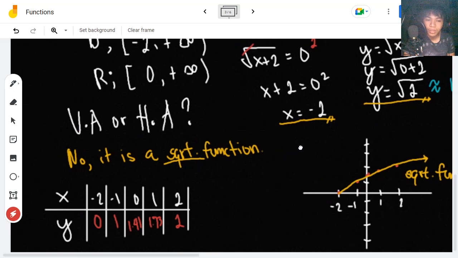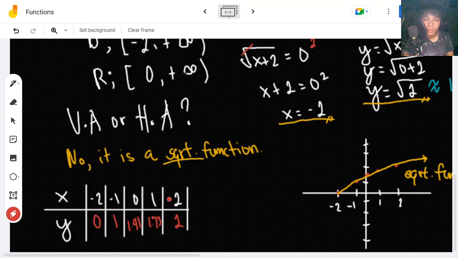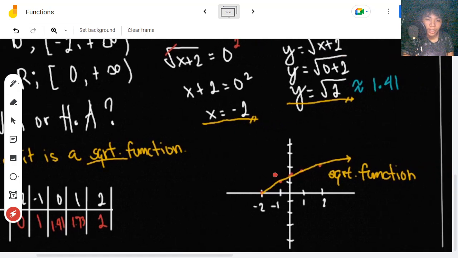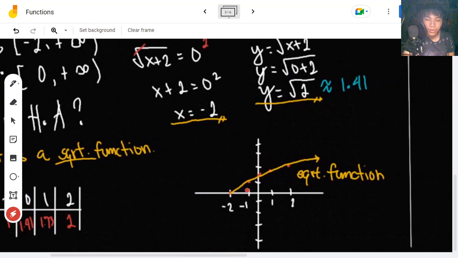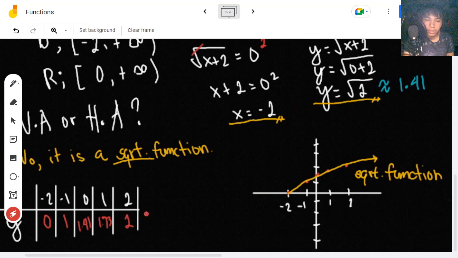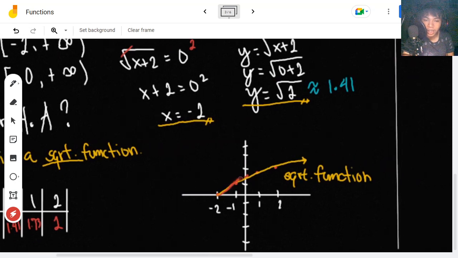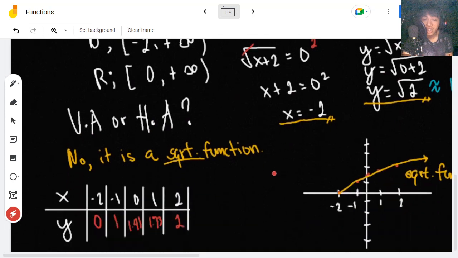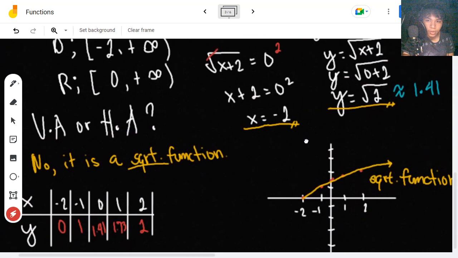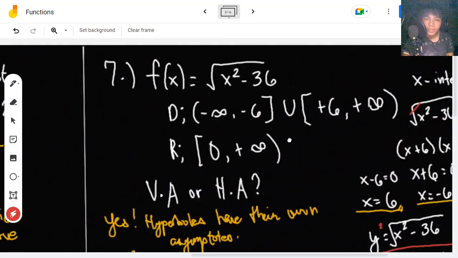So as we can see from our table of values here, from negative 2 to positive 2, the value of y increases with the value of x. Alright? So if we plot these points on the graph, we will have this kind of direction. So that is a square root function. Or what you would commonly call an exponential function, but it is kind of different from this. So yeah, moving on.